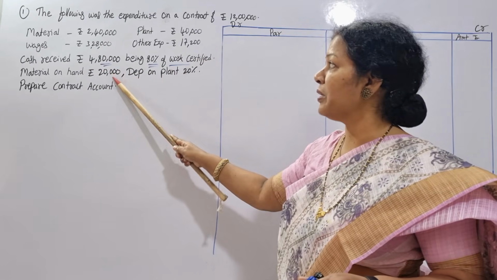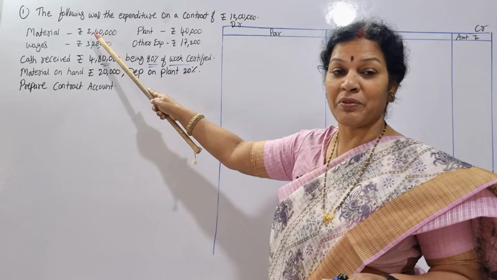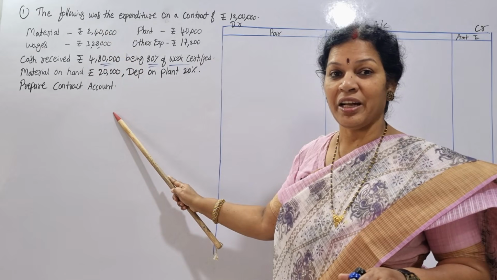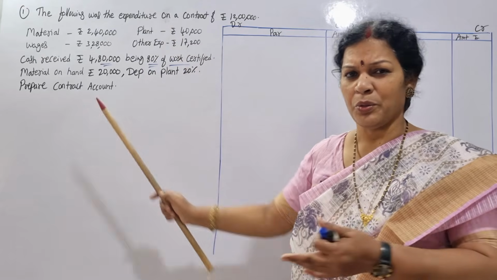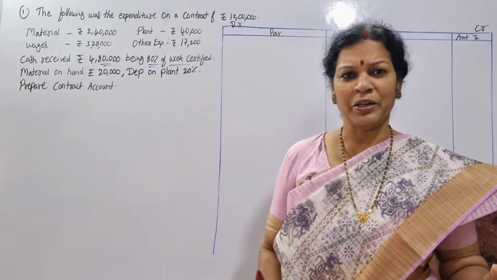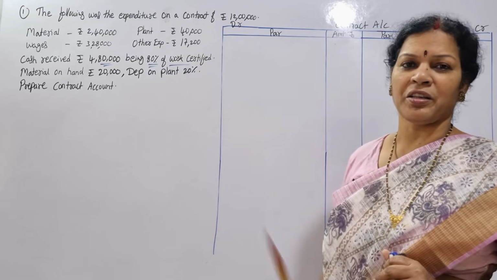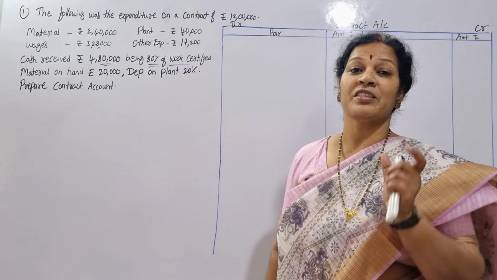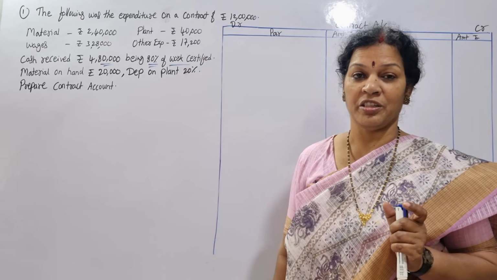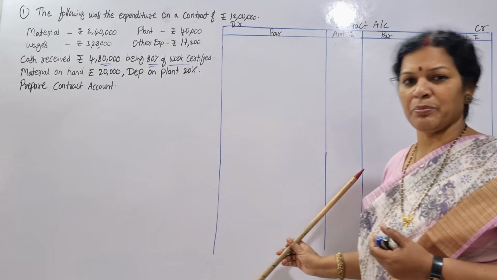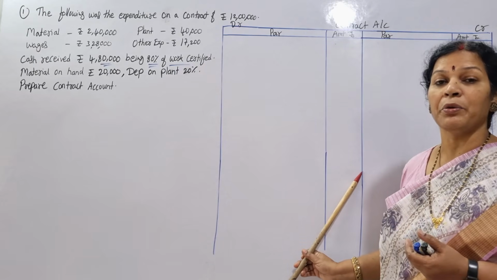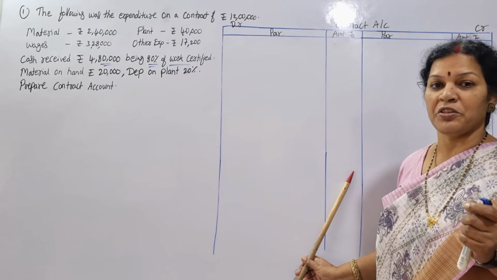Material on hand is 20,000. The beginning material was 2,40,000. At the end, material on hand is 20,000. And also the plant: though it is not given, the same plant value will be there, so that also we'll write on the credit side. Any fixed asset, especially plant and machinery, if you are writing it on the debit side, the closing balance we also have to write on the credit side, though it is not mentioned.